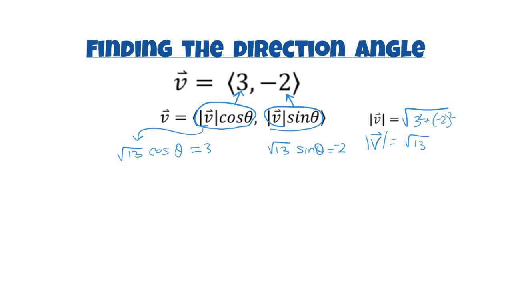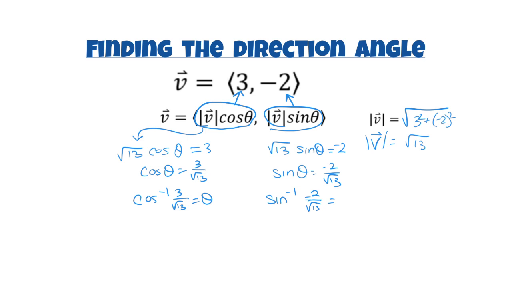If I'm solving for theta, I would first divide by that magnitude. So it's cosine theta equals 3 over root 13. If I was doing the sine, it'd be sine theta equals negative 2 over root 13. And what you're going to do then is the inverse. Because you're looking for theta, inverse cosine of 3 over root 13 should get me my theta value. I could also do inverse sine of negative 2 over root 13, and that should get me theta.